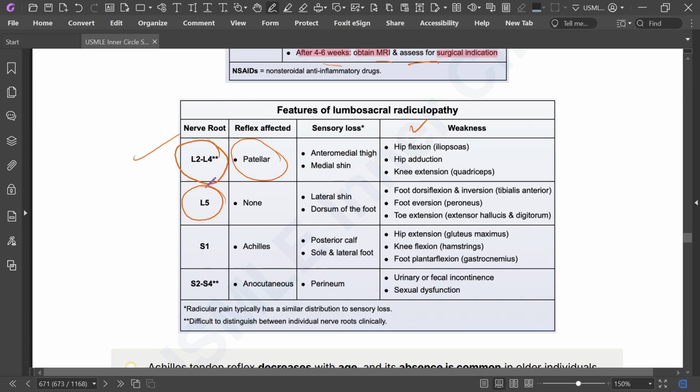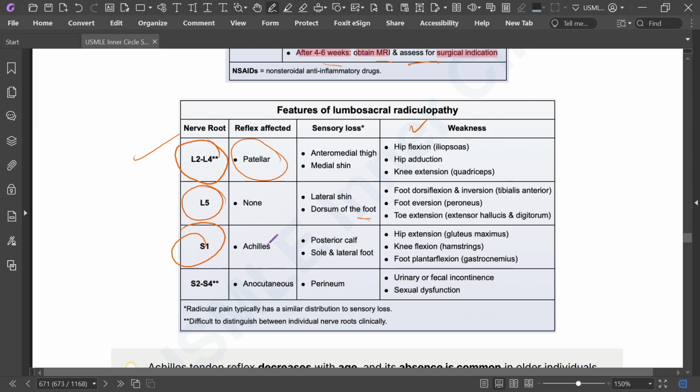And L5, there is no reflex affected. Sensory loss is lateral shin, dorsum foot. So foot involves foot dorsiflexion, inversion, foot eversion, and toe extension.